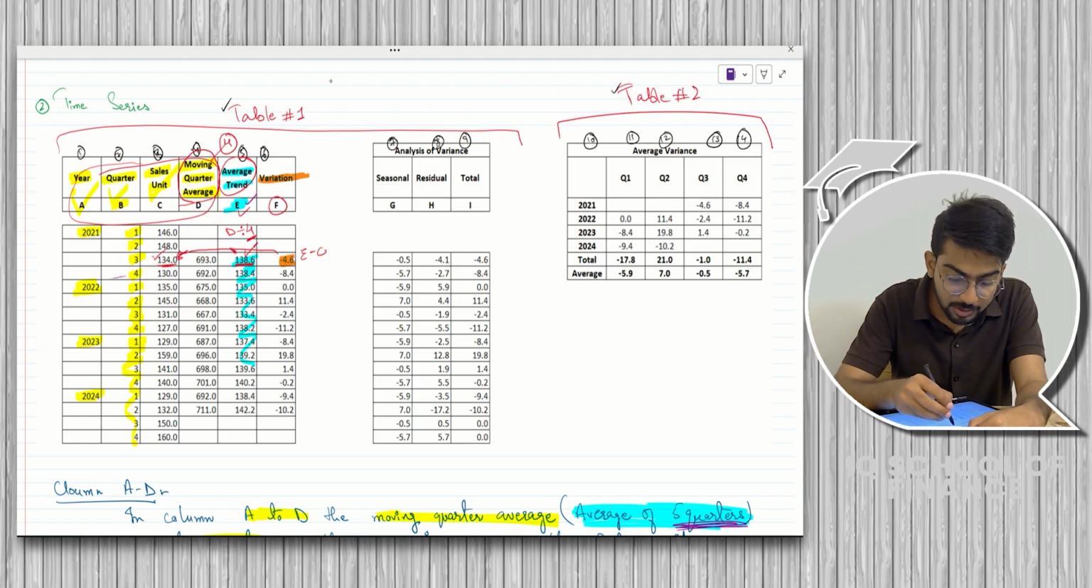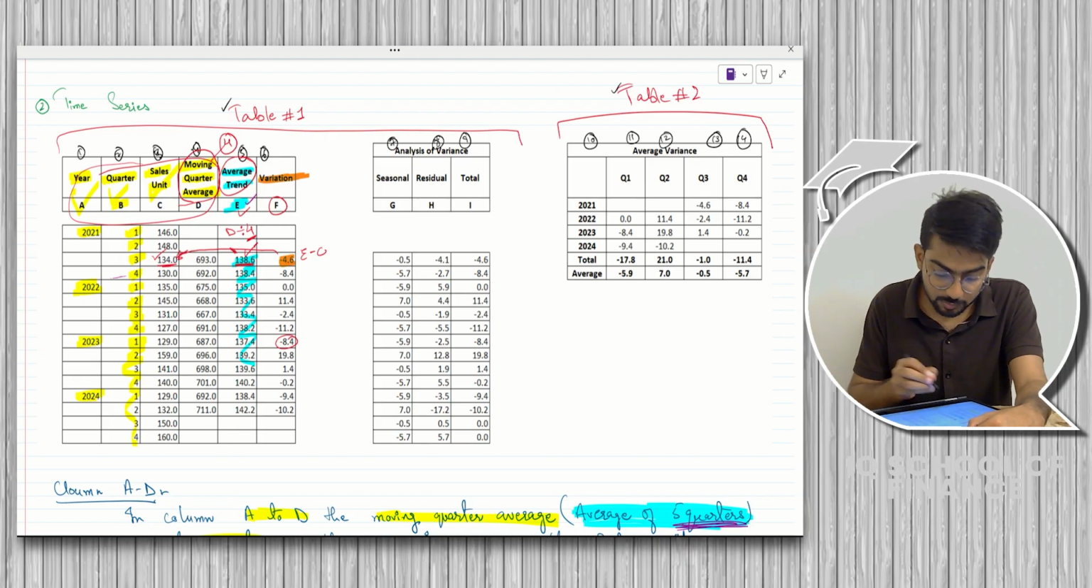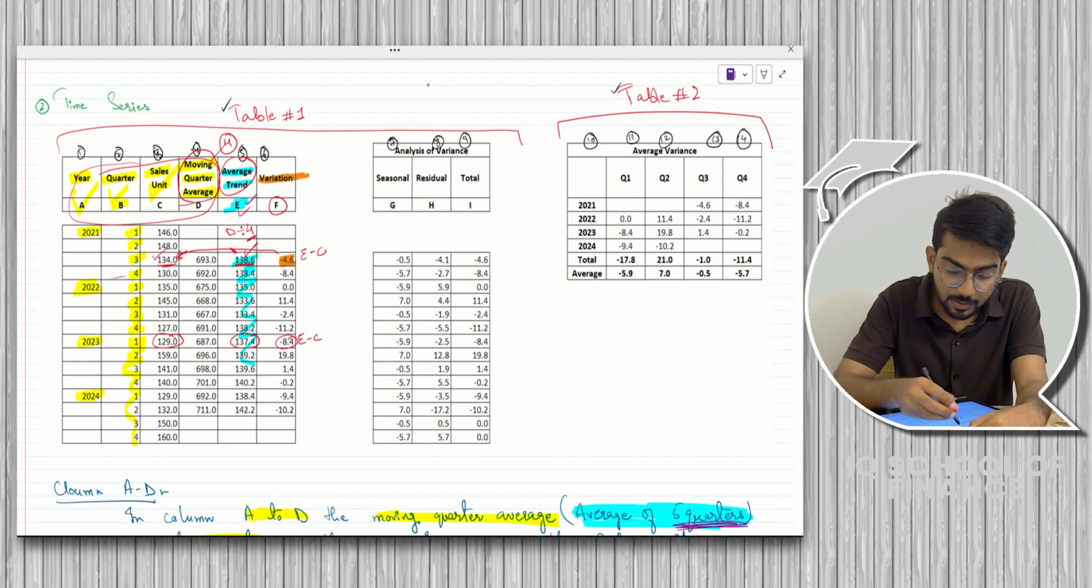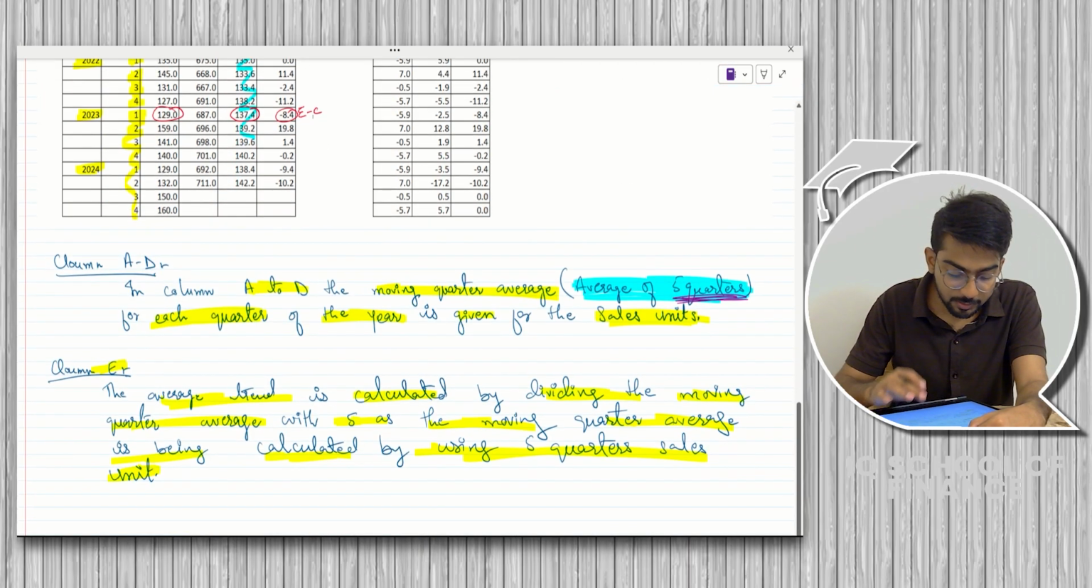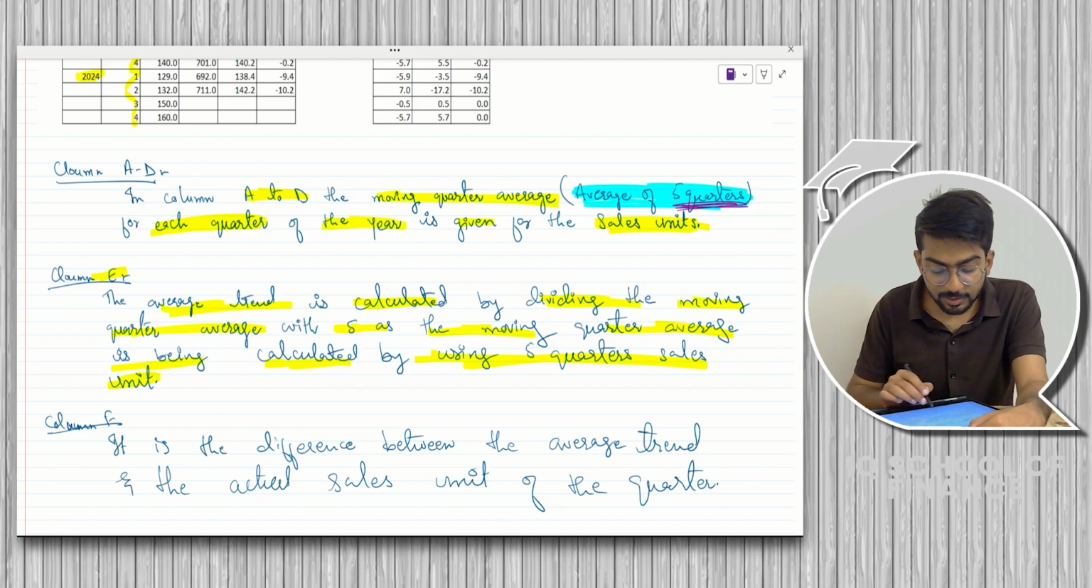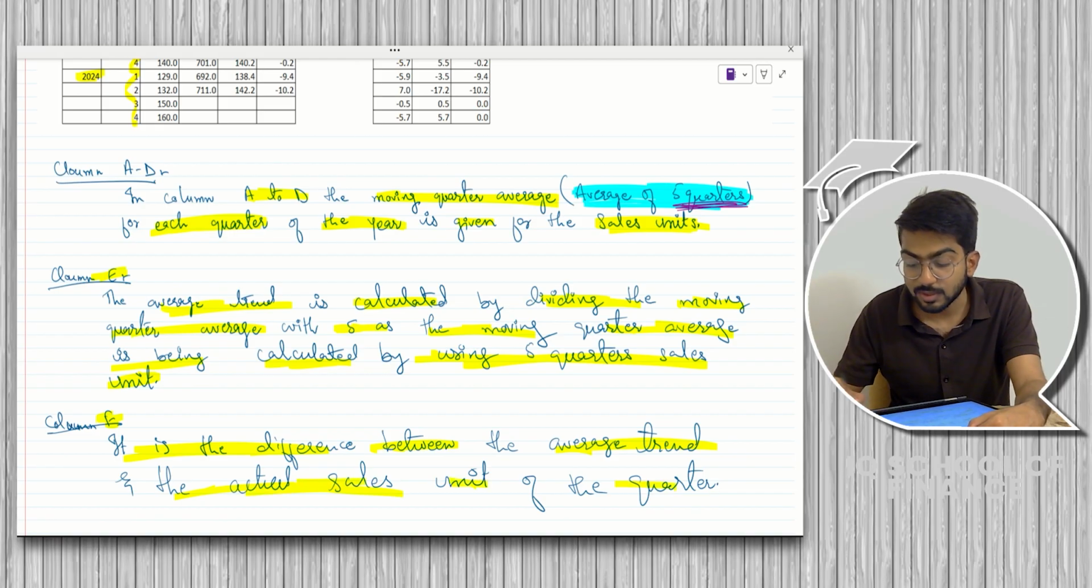Now check for another. Here, negative 8.4. 137.4 minus 129. Again, E minus C. You will get the column F. So now let us draft it. Alright, so now we have written that column F is the difference between the average trend and the actual sales unit of the quarter.